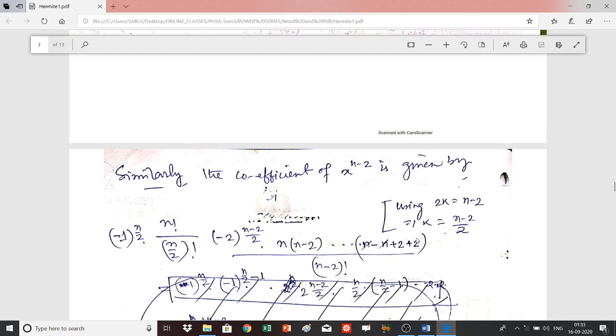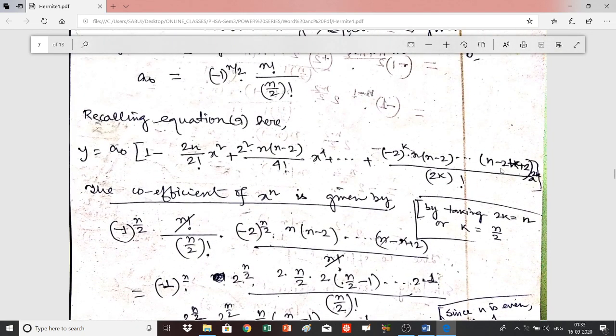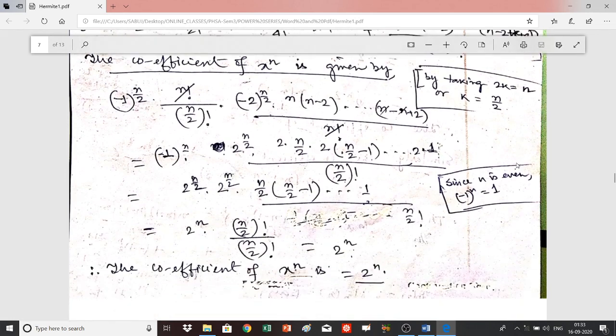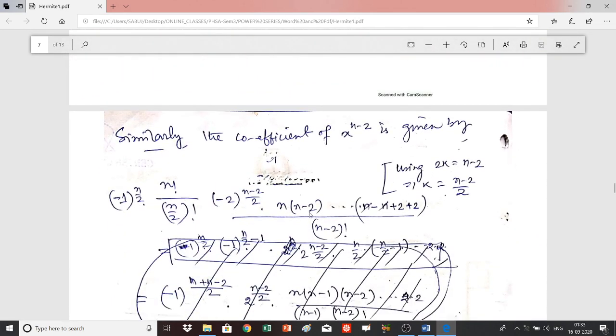That is, just use 2k is equal to n minus 2, so that will give you n minus n, then plus 2, and then plus 2. So this will give you, and in the denominator it was 2k factorial, so that is n minus 2k factorial.